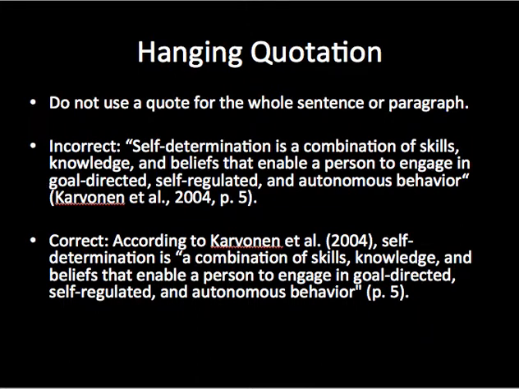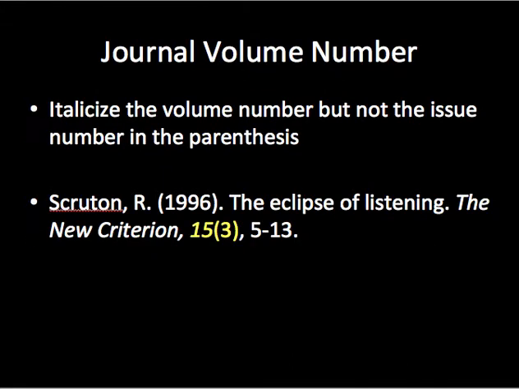Next, the journal volume number and issue number. The volume number should be italicized, but the issue number should not be. And put the issue number in parentheses when they are available. Sometimes some journals might not have issue numbers.